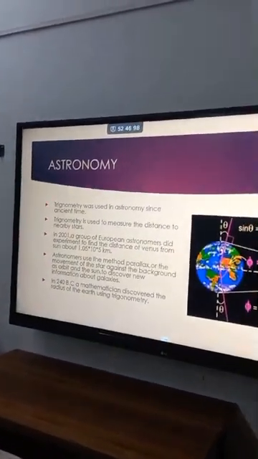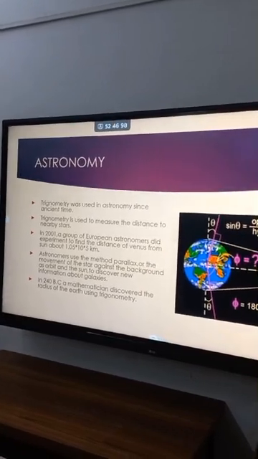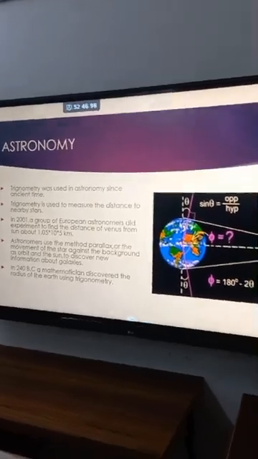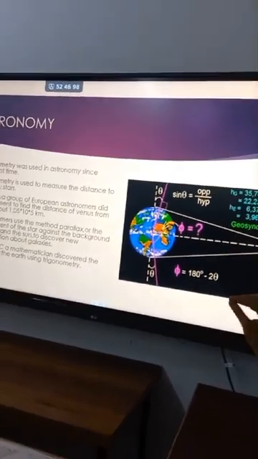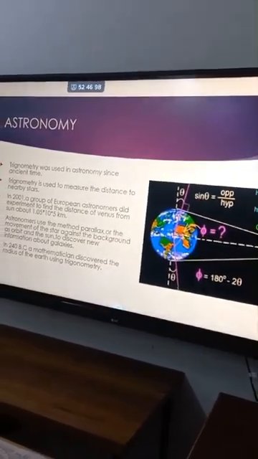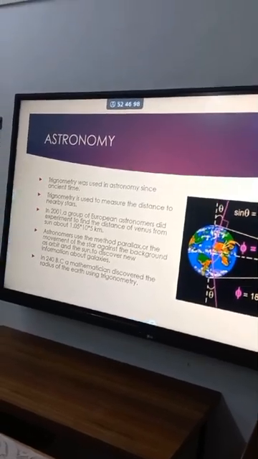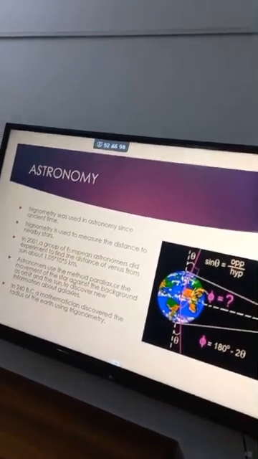Trigonometry also plays an important role in astronomy. Trigonometry has been used in astronomy since ancient times. Trigonometry is used to measure the distance to nearby stars. In 2001, a group of European astronomers did an experiment to find the distance of Venus from the Sun. It was about 1.05 × 10^5 kilometers.